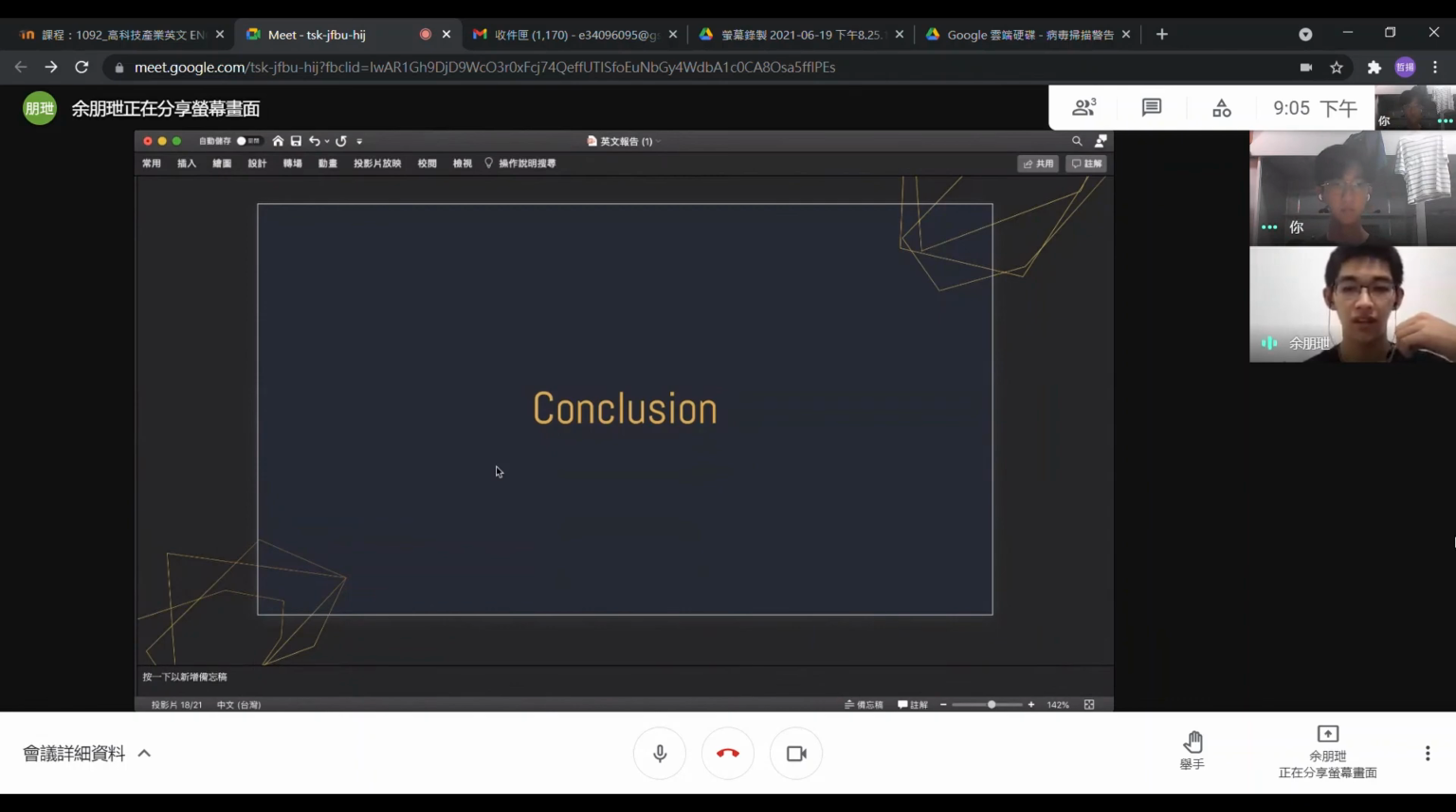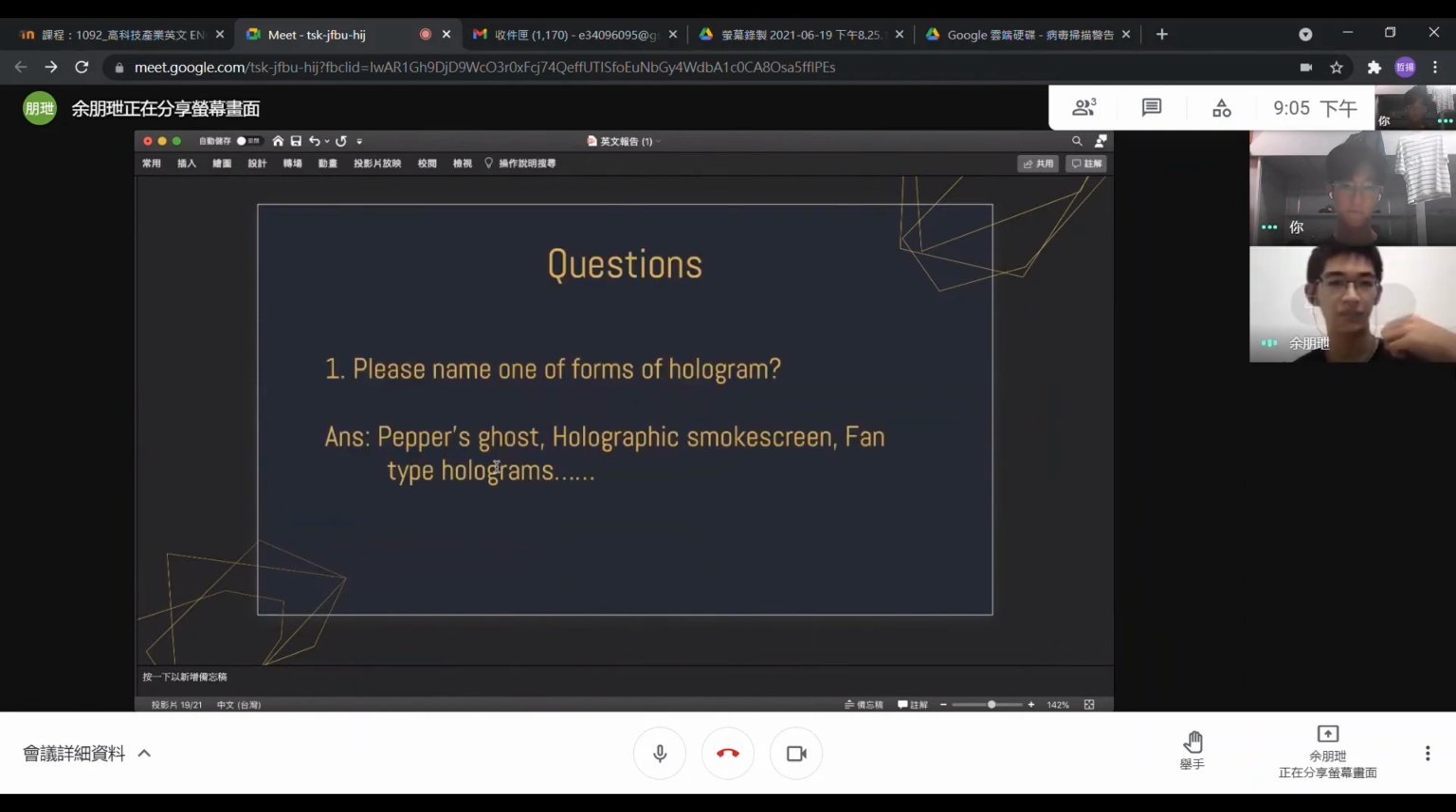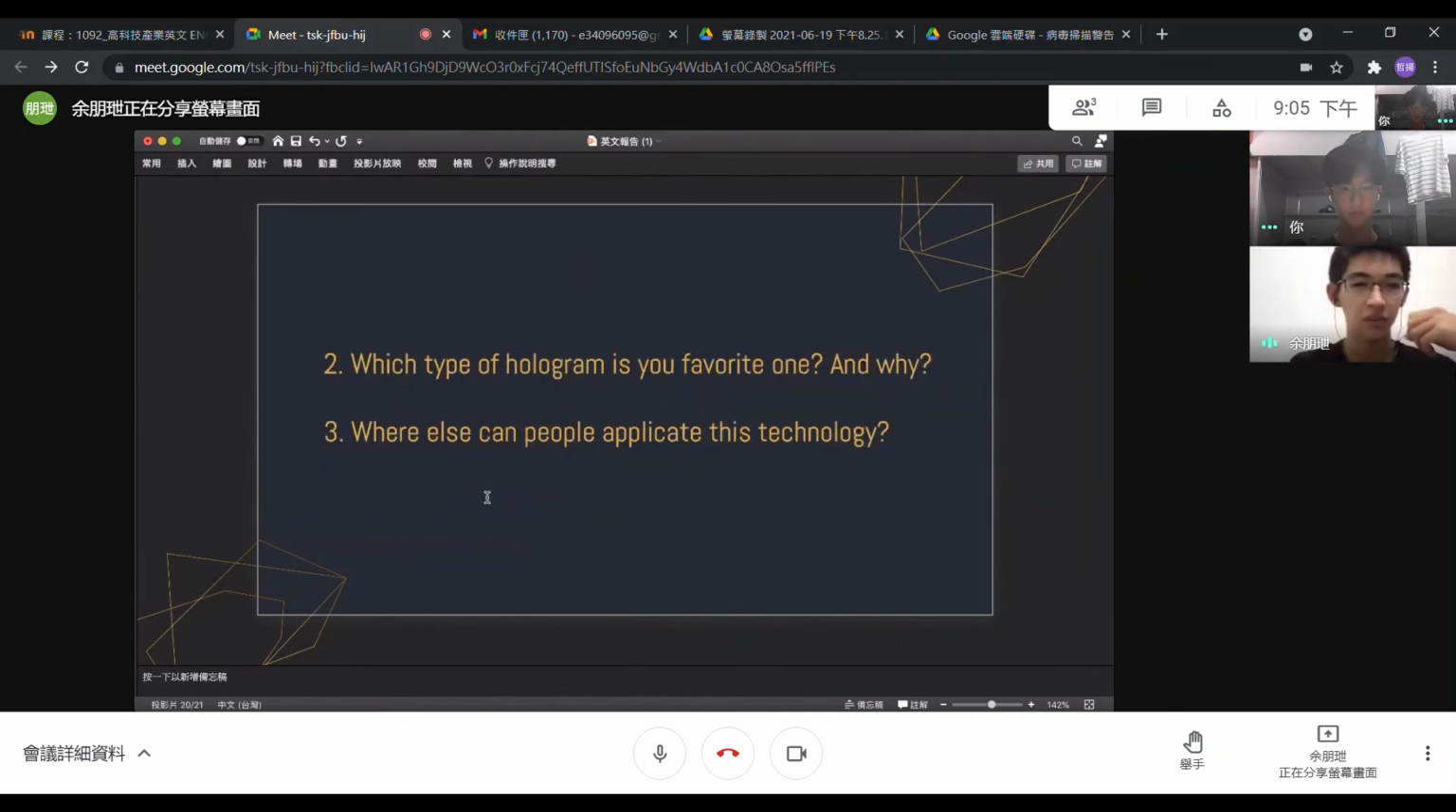Okay, next, questions. Question 1, please name one of the forms of hologram. The answers are Pepper's Ghost, holographic smokescreen, fan-type holograms, and so on. Question 2, which type of hologram is your favorite one and why? And the third one, where else can people apply this technology?